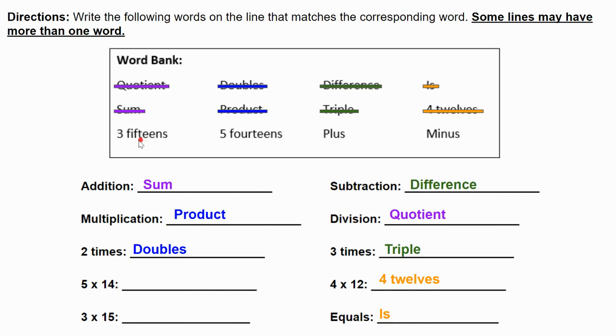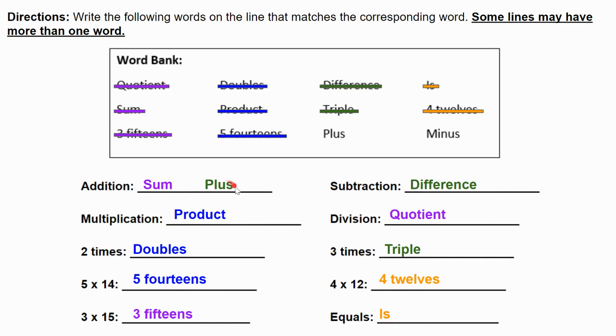Now let's go to 3 15s. Very similarly, we have 3 groups of 15. So we can write 3 times 15. Next, we have 5 14s, or 5 groups of 14. So where it says 5 times 14, we're going to write 5 14s. Plus also refers to addition. So on the addition line, we're also going to write plus.